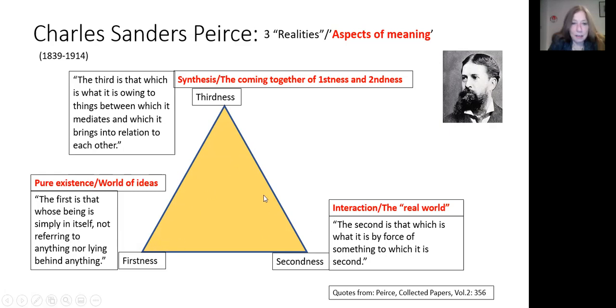This is a triadic relationship, and I've simplified the meanings a bit. Firstness is pure existence, as in a world of ideas. For example, it's like a painting in a gallery where the gallery is closed and no one can see it. So it's in isolation. And secondness is in interaction. So in the real world, it's like a painting when it's viewed and there's an interaction with the viewer. And when these two come together, they form a thirdness, which is a synthesis. And this is like when the viewer comes to a realization of what the painting means for them.